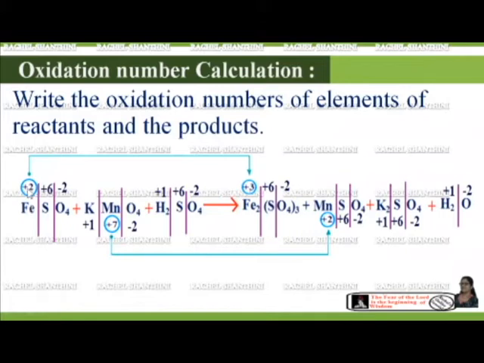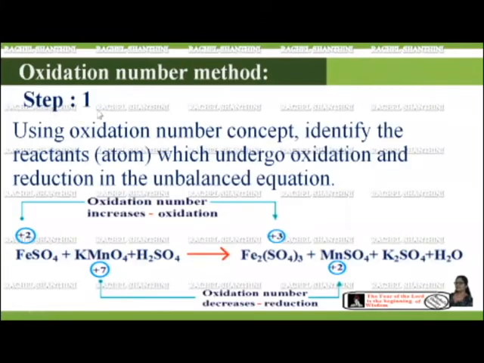Ferrous sulfate, iron oxidation number plus 2. Sulfur oxidation number plus 6 throughout this reaction. Oxygen oxidation number minus 2 throughout this reaction. And the alkali metal potassium has the oxidation number plus 1 throughout this reaction. Coming to manganese, it is plus 7 in potassium permanganate, but it is plus 2 in the case of manganese sulfate. So in the first step to balance the redox reaction using the oxidation number method, we need to use the oxidation number concept to identify the atoms which undergo oxidation and reduction in this unbalanced equation.